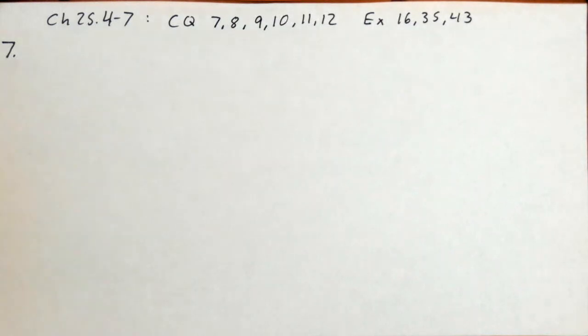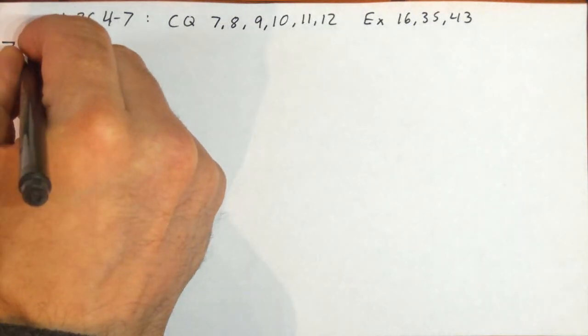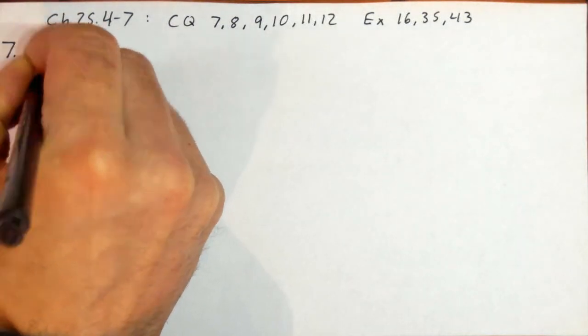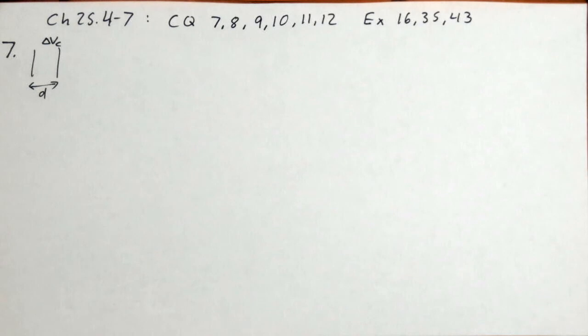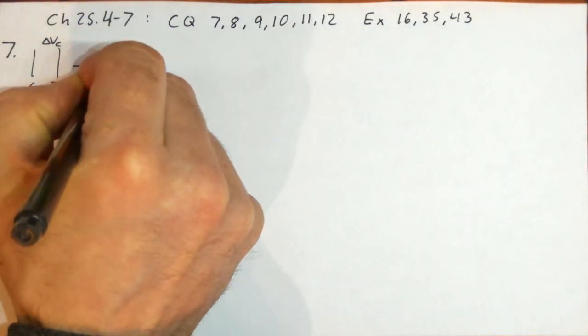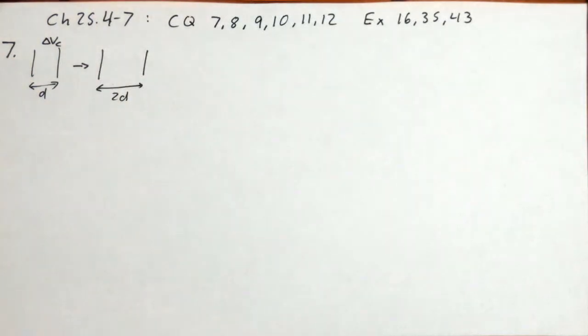Okay, so what we have is a capacitor with a gap D, and it's been charged to a potential difference of delta VC. So the potential difference across the capacitor is delta VC. You've charged it, and then you've disconnected it from any batteries or wires. So it's sitting there all by itself. And then you take some insulating handles, grab onto it, and pull it apart until the gap is now 2D. So the question is, what did that change?